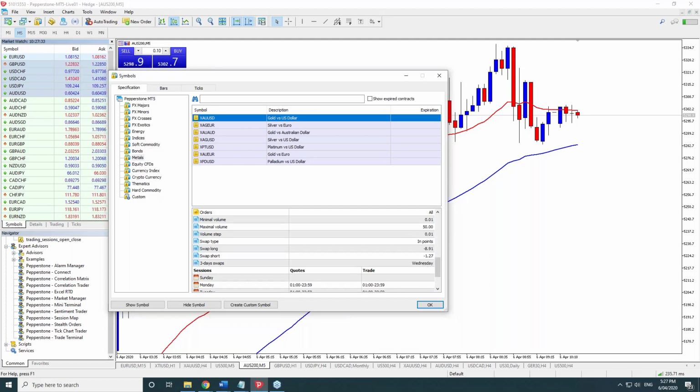So the most important part of all of this is always check the 3-day swap, the positive swap or the negative swap for each side before making a trade, and of course, check that spread. And if you check that spread and you check these swaps, then you won't have any of those nasty things that happen to you when you're trading.